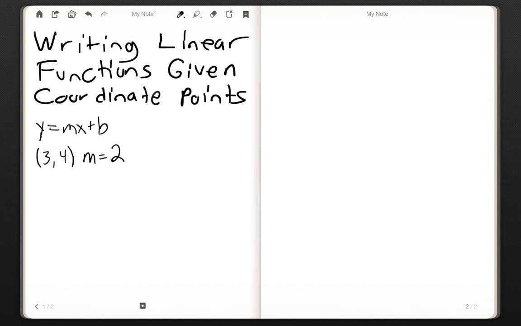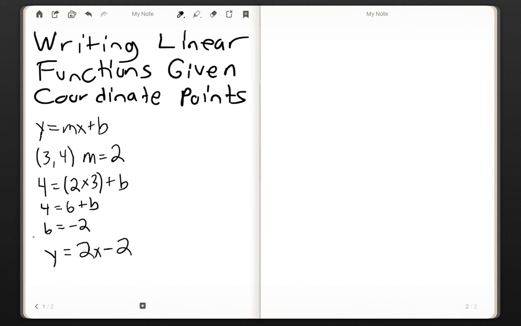Well, remember, for the equation of a line you need the slope and the y-intercept. We already have the slope, so we just need the y-intercept. And to find that, we can substitute what we already know into this equation. So we have y of 4 equals the slope of 2 times x value of 3 plus b. And we do the multiplication here. 4 equals 6 plus b. So b will be negative 2. And so now we have y equals mx plus, actually it'll be minus 2. y equals 2x minus 2.